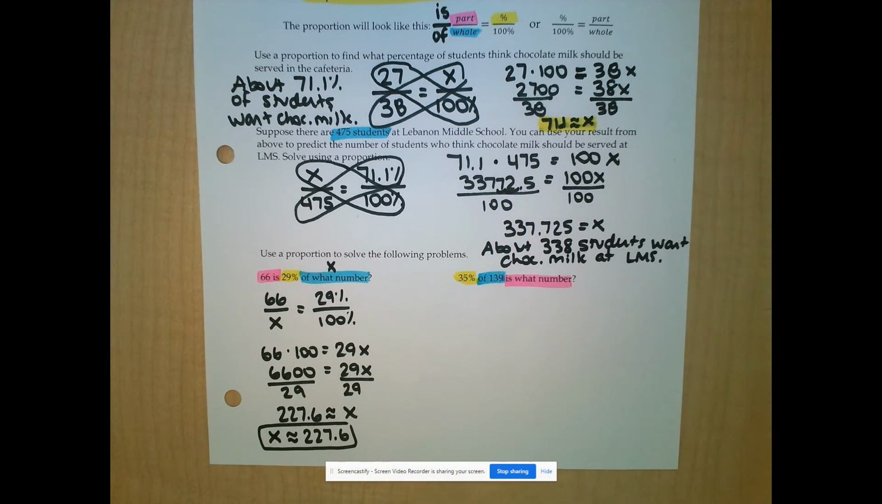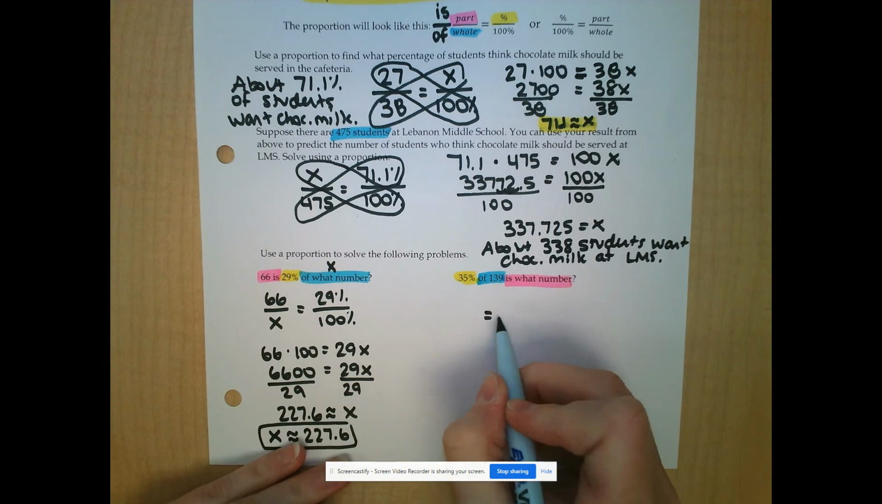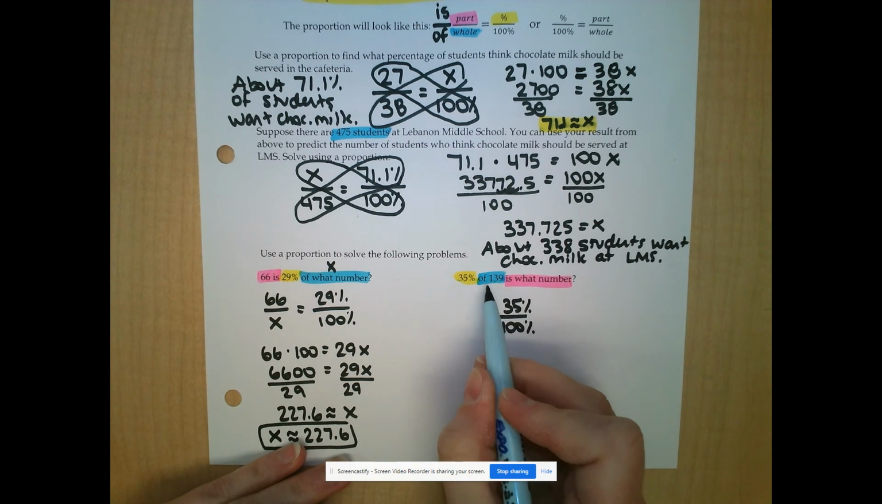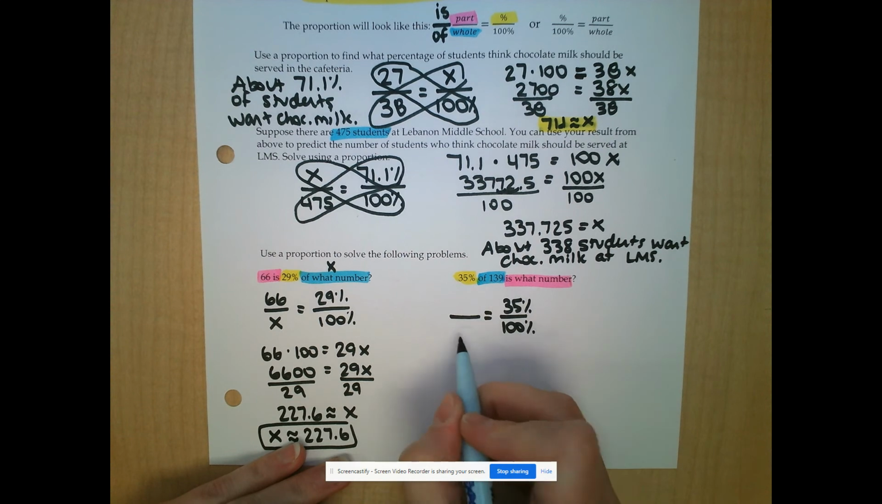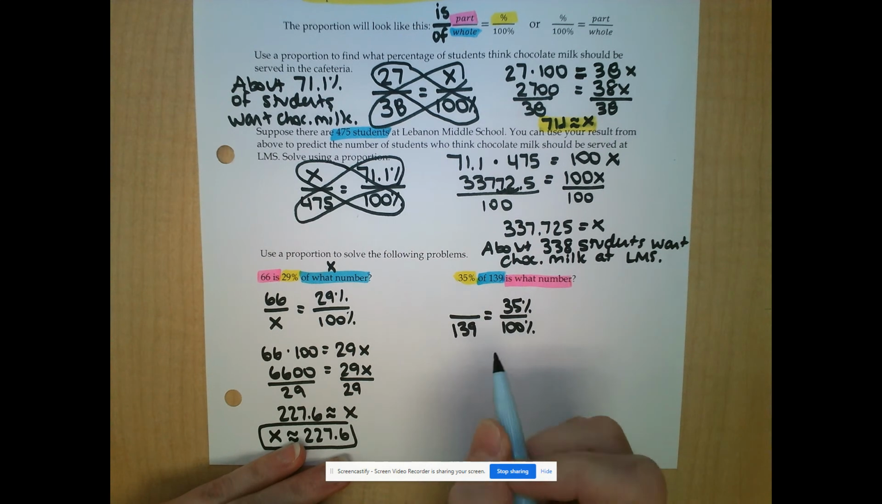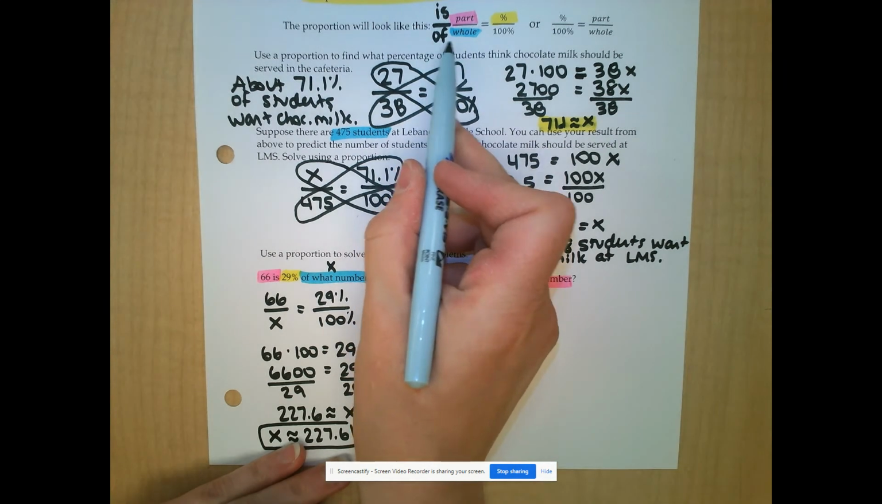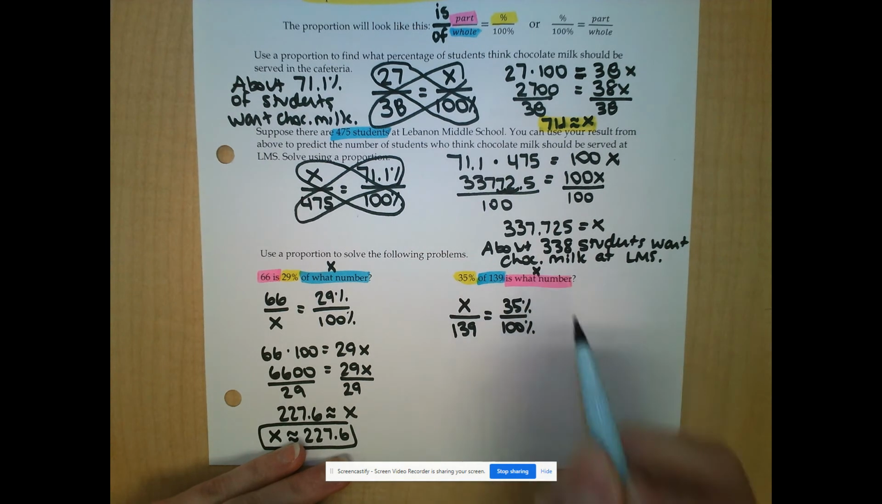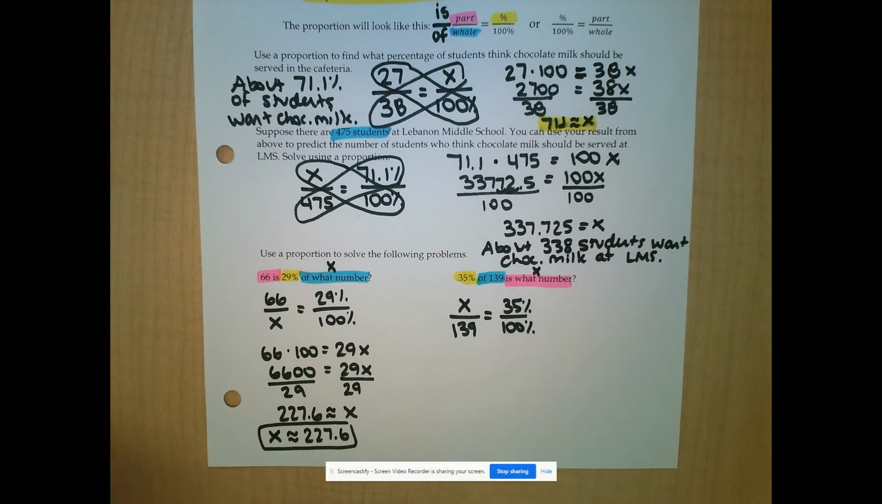So 35% goes in that top right spot, always out of 100%. And then it says it's out of 139. So I'm going to put that on the bottom because our of number, or whole, goes on the bottom. And the is number is the thing that we don't know, the part. What is 35% out of 139?